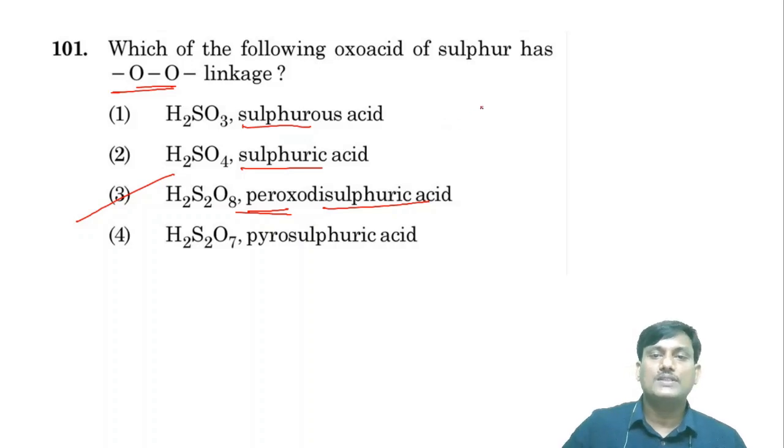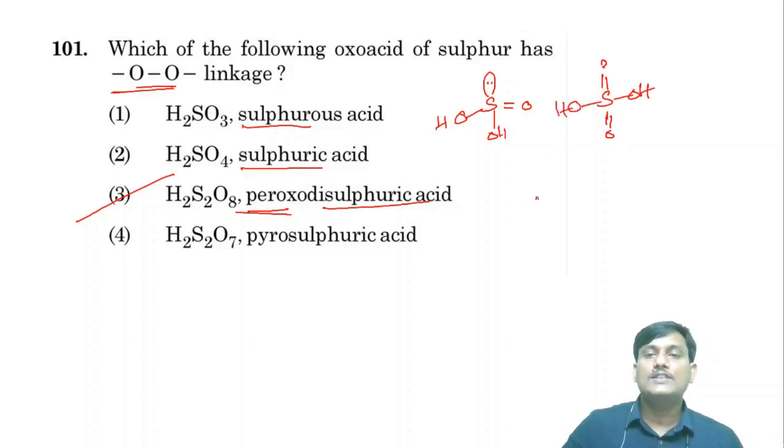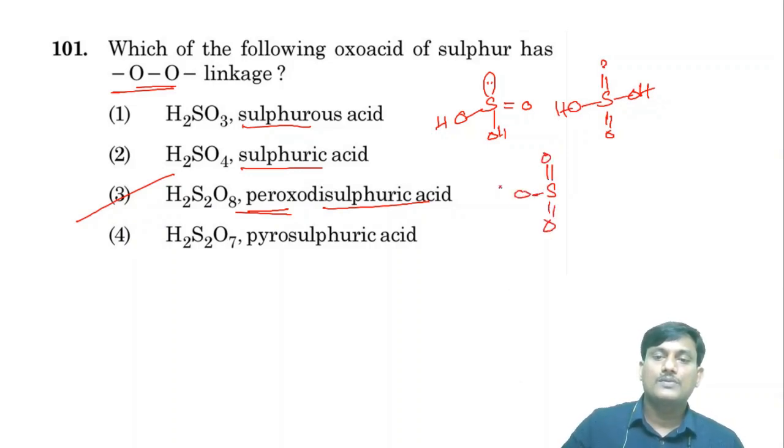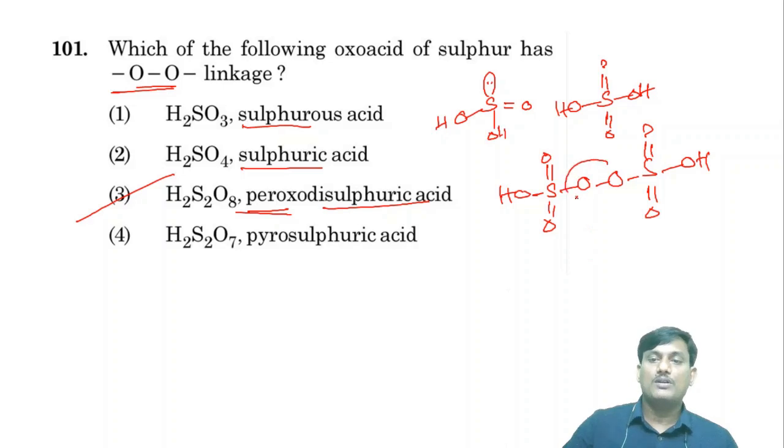Let us take the structures. This is the structure with one pair of electrons. This one is OH and OH, and this is the double bond O. This is sulfurous acid. And sulfuric acid, if you take double bond O, this is sulfuric acid. And peroxydisulfuric acid, there is a peroxy bond. This is peroxydisulfuric acid, and this is a peroxy bond.